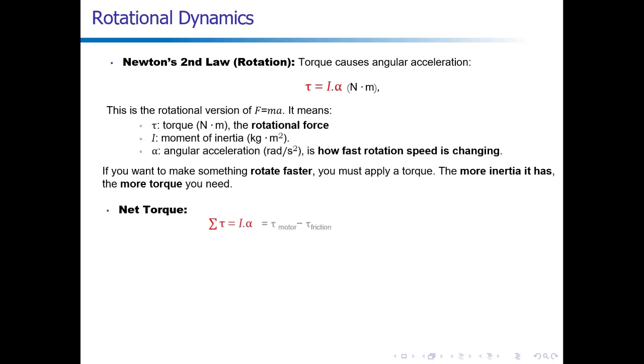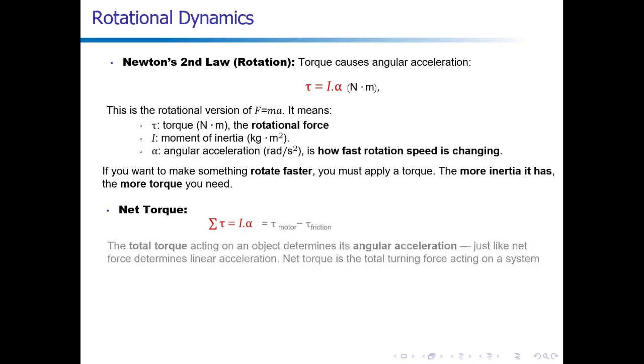We usually deal with net torque, just like net force in linear systems. This net torque might come from multiple things, like motors, as well as negative things, like friction or opposing forces. So if we want to know how fast something's rotation changes, we look at how much total torque is applied, and how much rotational inertia it has.